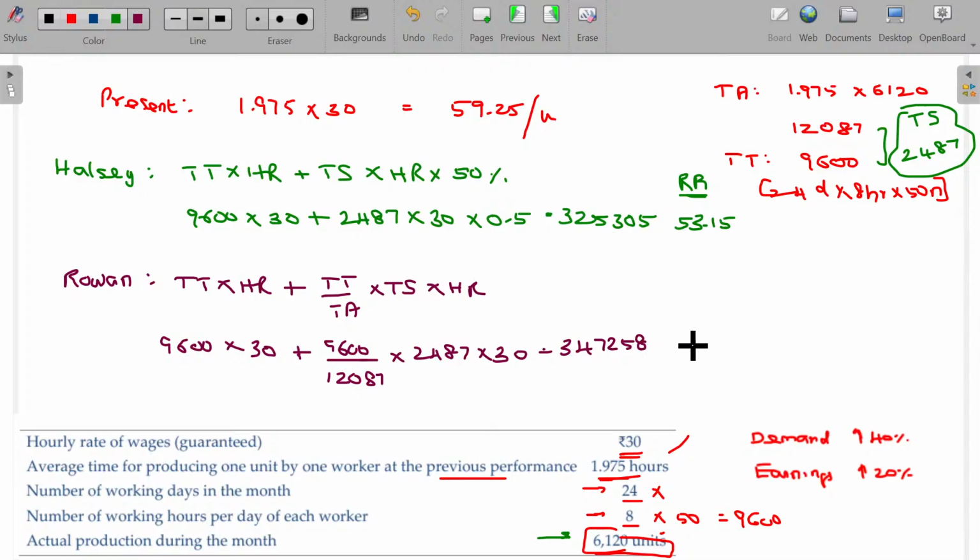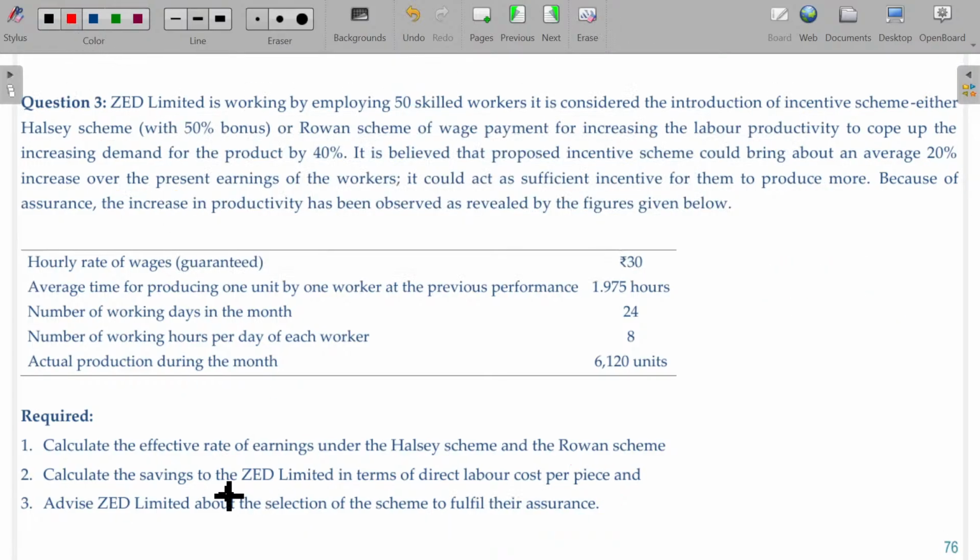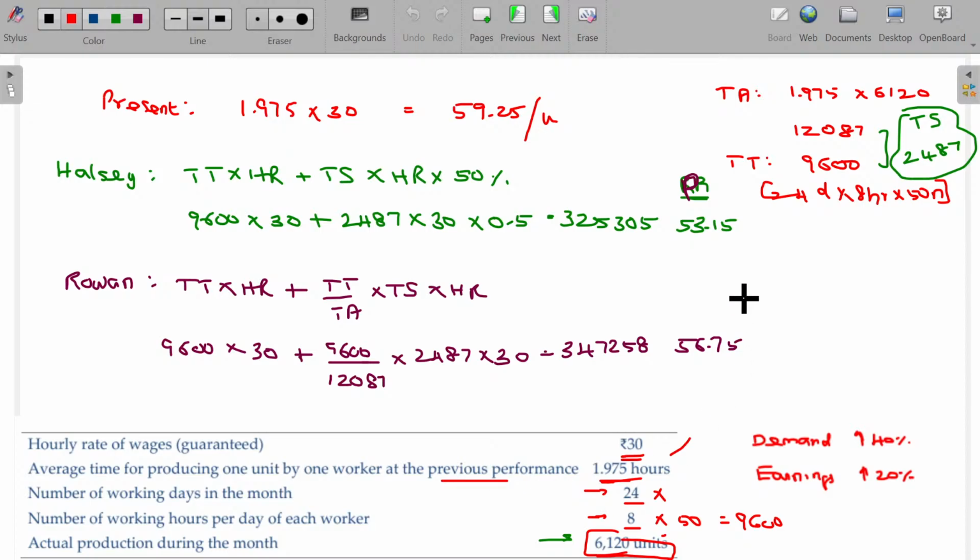$3,47,258. What about the piece rate? Piece rate: you divide this by 6,120 units, so 56.75. Okay. So calculate the effective rate of earnings under wholesale and row 1 completed. Calculate the savings to the Z Limited in terms of direct labor cost per piece. And what is the savings?